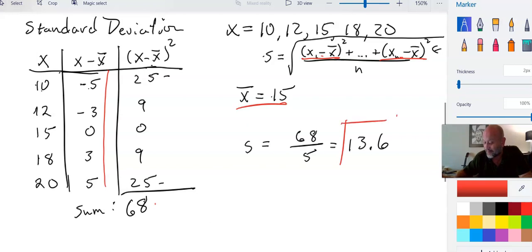Now at this point, as far as doing things with the standard deviation, we're not going to have a whole lot of application. Right now, it's just basically, can you calculate a standard deviation? So that's what I'm going to be expecting from you.